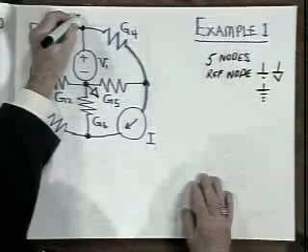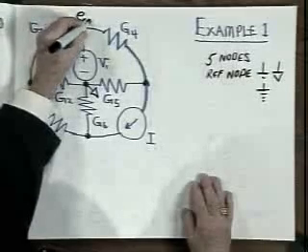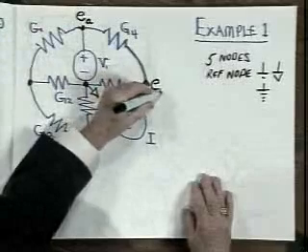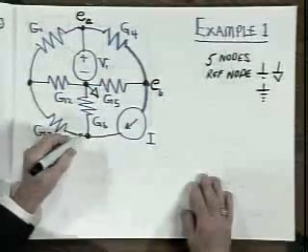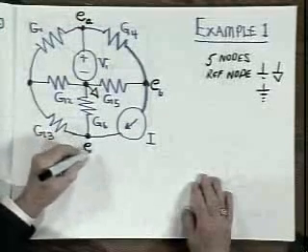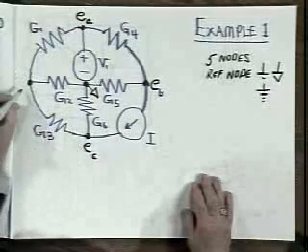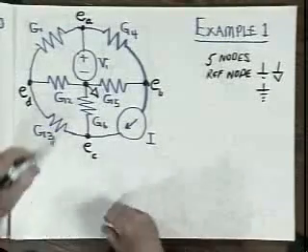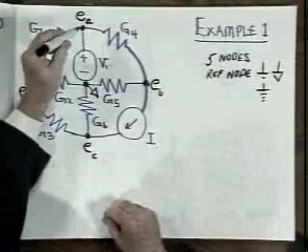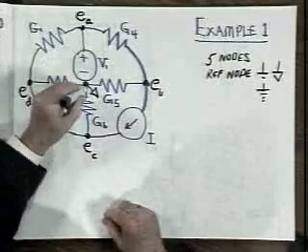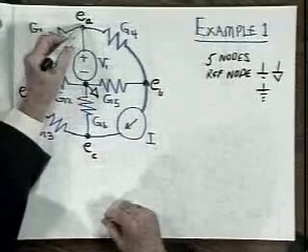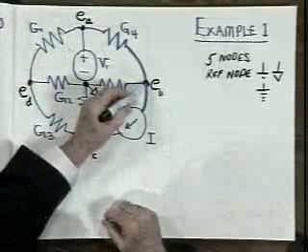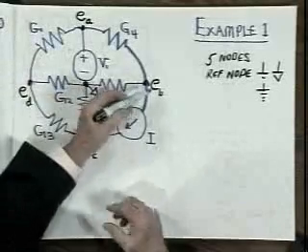I'm going to call this node A, and this is the voltage E sub A. This is node B, and this is the voltage E sub B. This is node C, and this is the voltage E sub C. And this is node D, and this is the voltage E sub D. Now, what do I mean by the voltage E sub A? I mean that the voltage at this point, measured with respect to the reference node, is E sub A volts. The voltage at this point, measured with respect to the reference node, is E sub B volts.